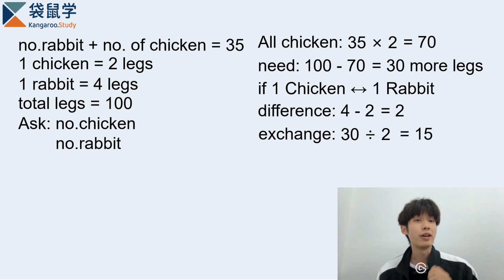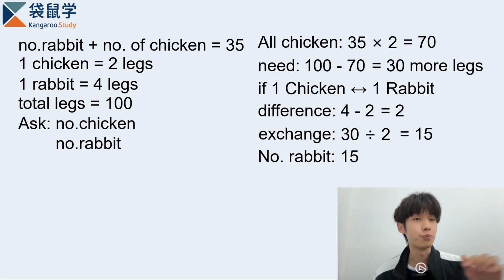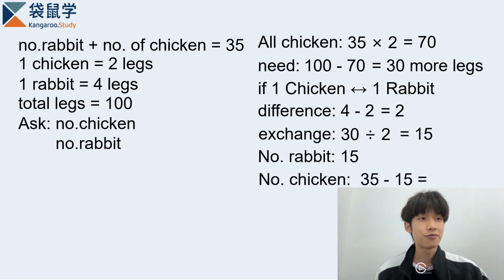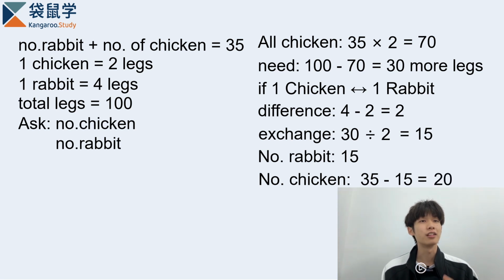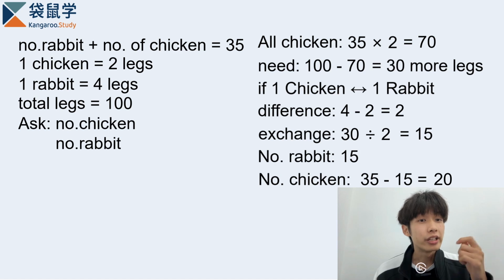That means how many rabbits are there? 15. And how many chickens are there? We know the total number is 35, so 35 minus 15 gives us 20. Now we have already found the number of chickens and rabbits, and they have a total of 100 legs. But we can also assume they are all rabbits to solve this question. So this method is what we call the assumption method.